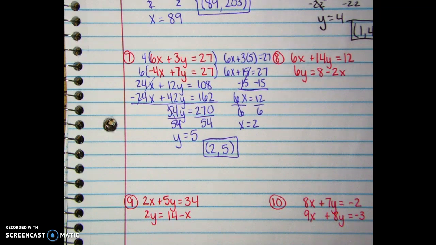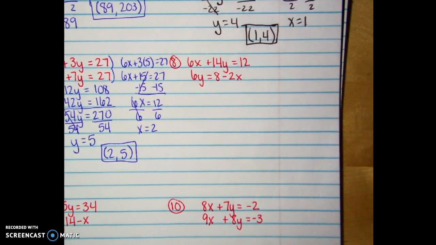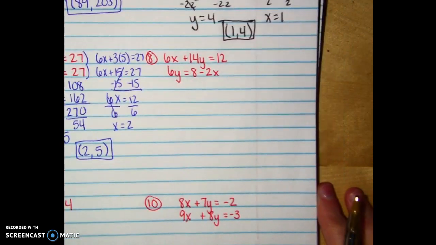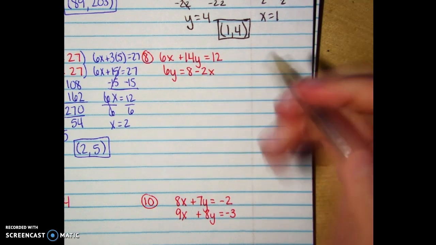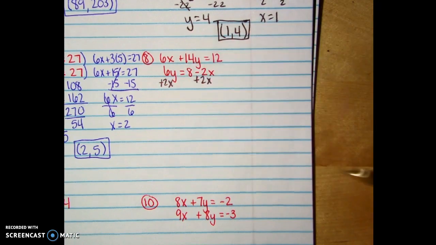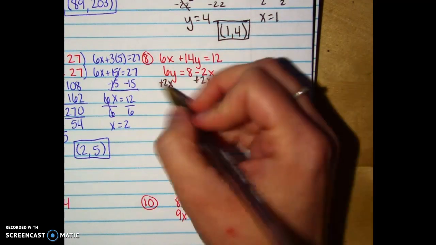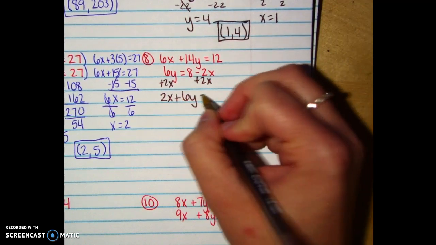Okay, I have one more to do with you, and then you're going to do the last two on your own. So let's go look at number 8. Okay, so our problem with number 8 is that the bottom one is not in standard form. So the first thing you will want to do is to move that 2x. So add 2x to both sides, and then you would have 2x plus 6y equals 8.